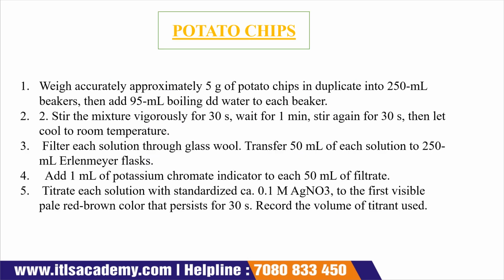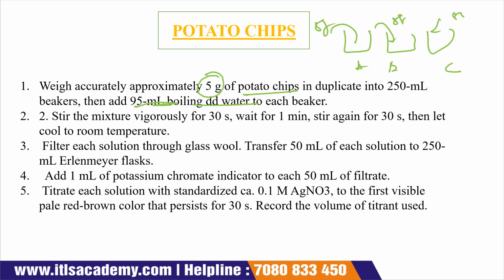Now the next one is your potato chips. Again, we take 3 beakers, and in each beaker we add 5 gram of potato chips. This is 5 gram, this is 5 gram, and this is 5 gram. Suppose that this is A, this is B, this is C. Then in each beaker we add 95 ml of boiling deionized water.